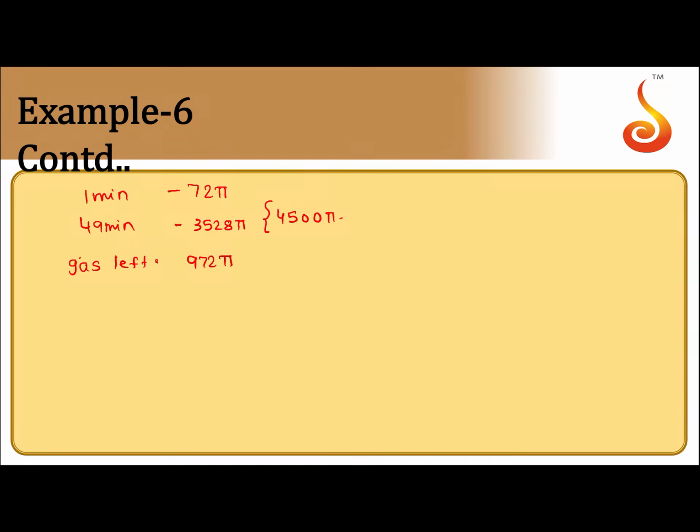How did we get it? They gave you 4500 pi minus 3528 pi, which gives you 972 pi, the gas left. This is the gas left. Now, the gas left is 972 pi, so this is equal to 4 by 3 pi r cube. Pi and pi will cancel. We get r cube is equal to 972 into 3 by 4. From this calculation, r is equal to 9.